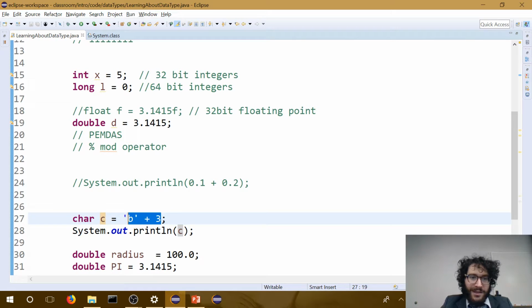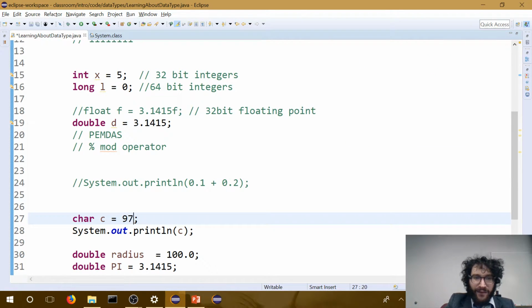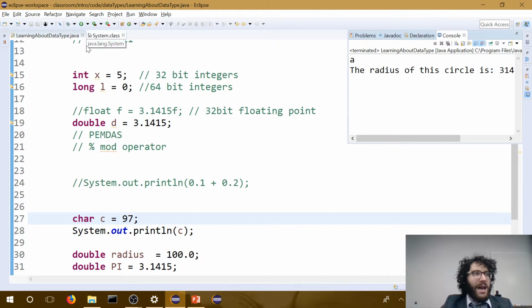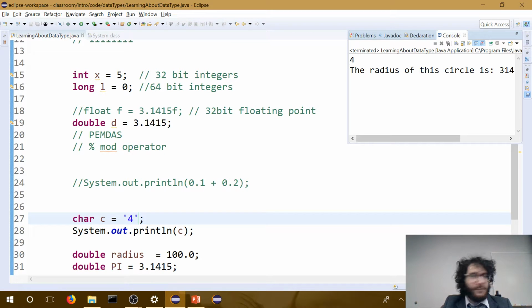For instance, the number 92 is a character. Let's figure out what the number 92 represents. It represents the backslash. 97 represents A, 98 is B, 99 is C, 100, and these are just symbols in binary. You don't really have to think about that unless you're dealing with cryptography. But every single character is given a representation. The character 4 has an encoding too, and this is just so we can represent text.